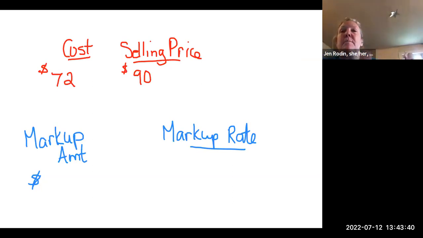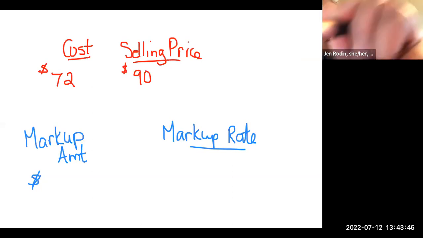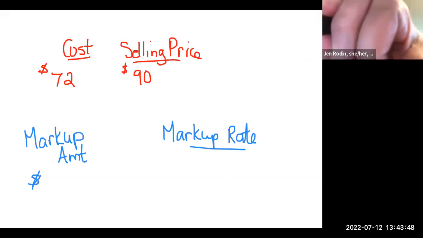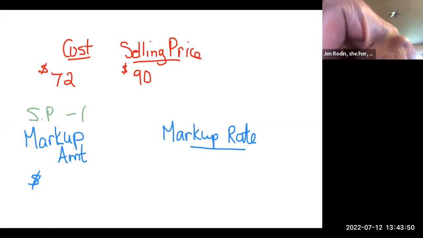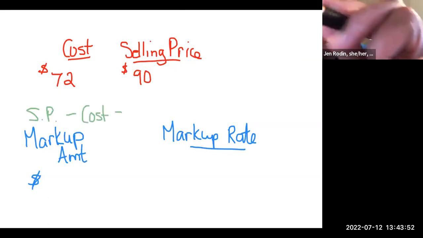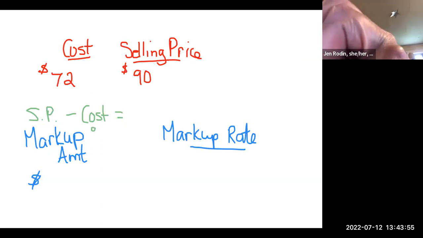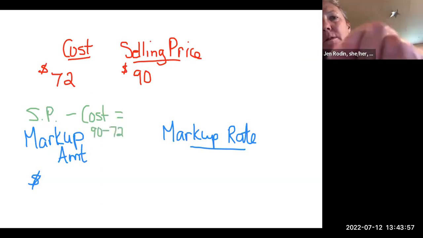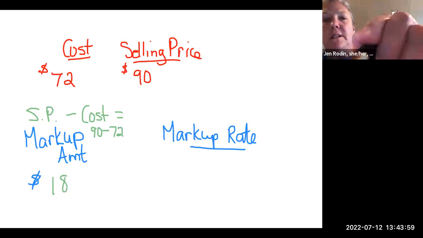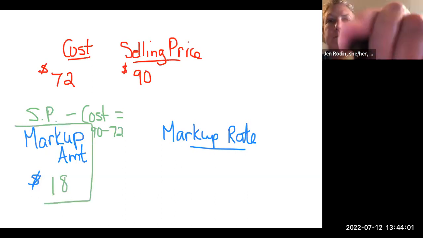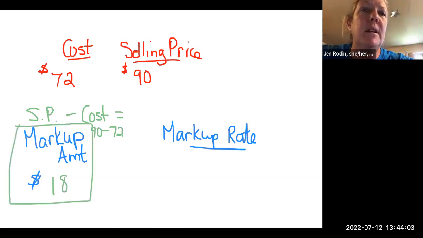So the markup amount is going to be the selling price, we call it the SP sometimes, minus the original cost. So it's going to be 90 minus 72. So that's $18. Good. So they marked it up 18.